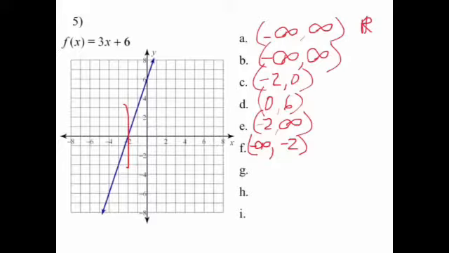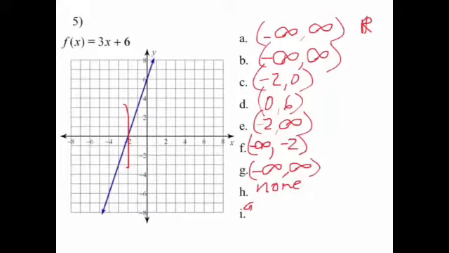The next one is the interval where it's increasing. Well, if you look at your graph and you travel left to right, it's always increasing. And so my interval is going to go from negative infinity to positive infinity. Whereas if you want your interval where it's decreasing, this function doesn't decrease as you travel from left to right, so this one doesn't exist. So you can put none.